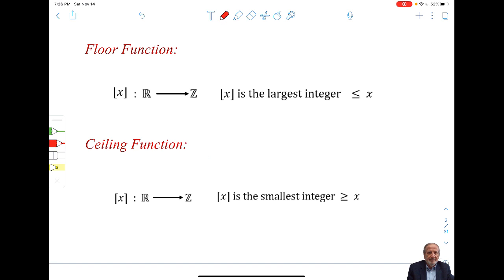A floor function is a function from R, the set of real numbers, to the set of integers. The floor function is the largest integer less than or equal to x. The ceiling function, same thing, is from the set of real numbers to the set of integers. The ceiling function is the smallest integer greater than or equal to x.